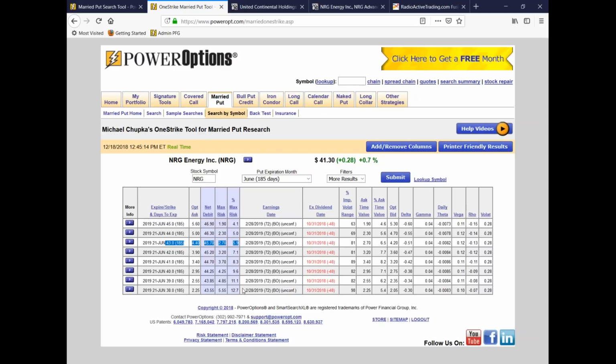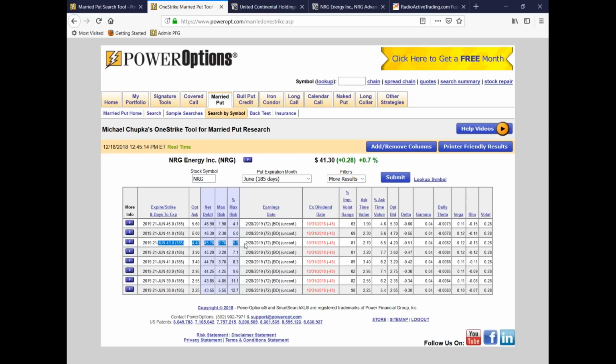And the reason why I'm going that far out in time is because I'm gaining 210 days of time. I have to go a little bit deeper in the money, but my risk is only going up 2.5% from the June 45 for an extra 210 days of protection. It's not doubling. It's not tripling. It's just going up by about 2.5, 2.7%.